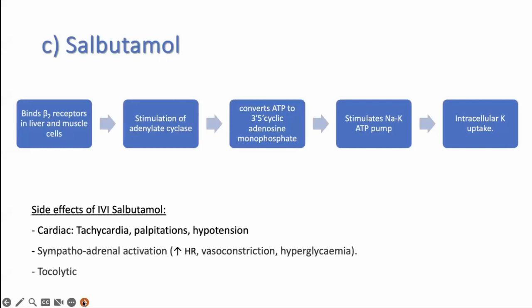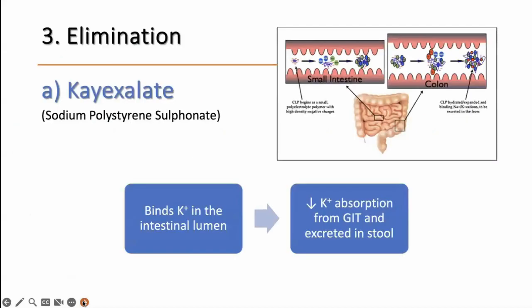It's also a tocolytic. So in our population that we are treating at Rahima, if your patient comes in labor and just so happens to have a hyperkalemia, you don't want to be using a tocolytic agent. You'd rather shift using one of the other methods, so insulin and glucose or sodium bicarb if there's a metabolic acidosis. Okay, so those are our 3 ways of shifting. We can go to the next slide.